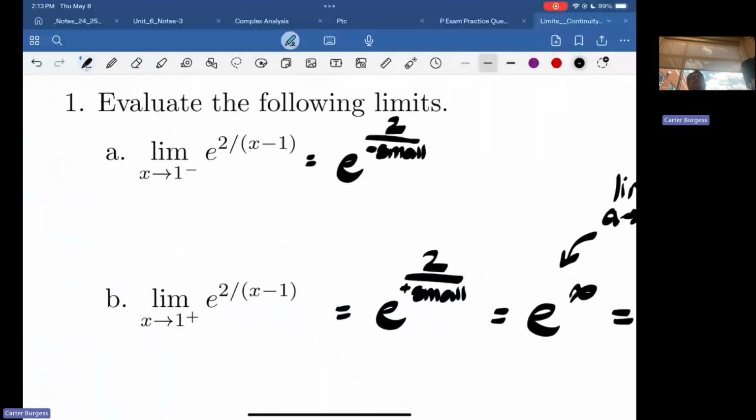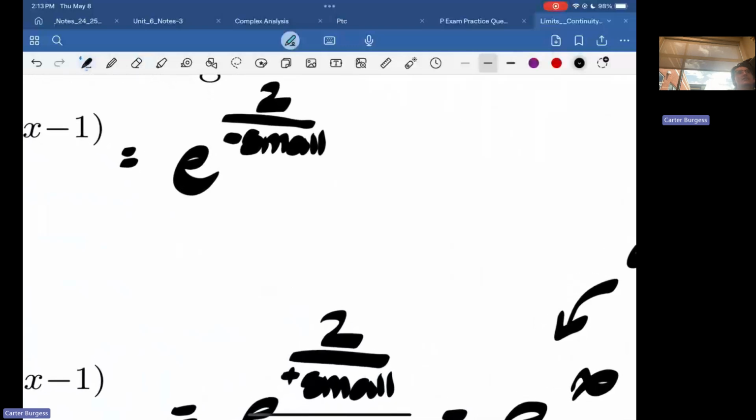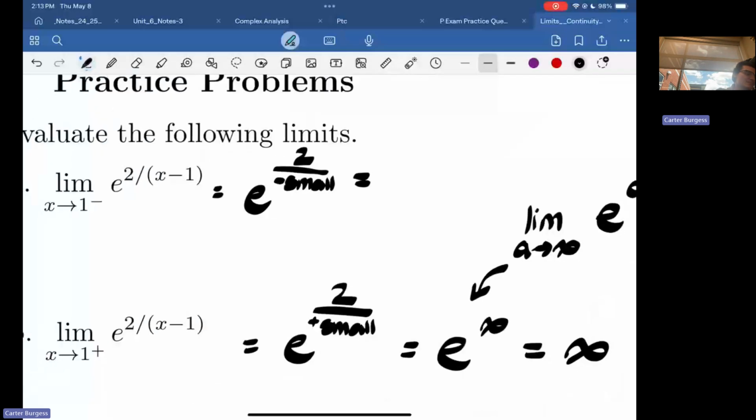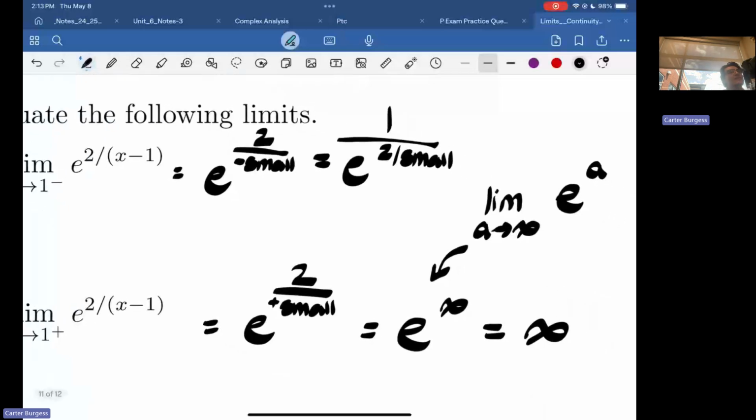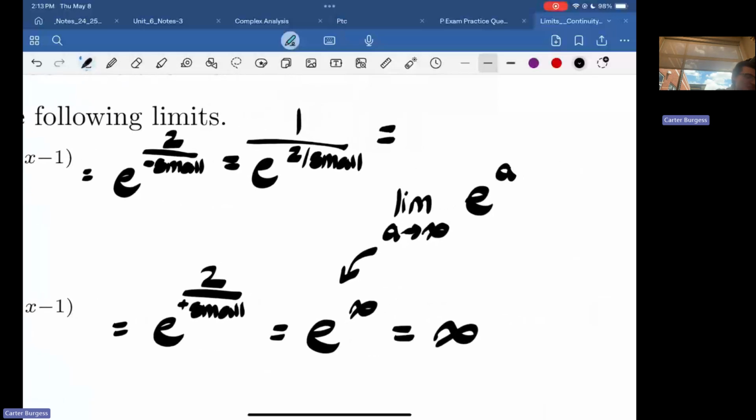What does taking my exponent and turning it negative do to my expression overall? What does a negative exponent do? Does it turn the overall negative? It takes the reciprocal. So this is the same as 1 over e to the 2 over really, really small, which we said was basically the same as 1 over e to the infinity.